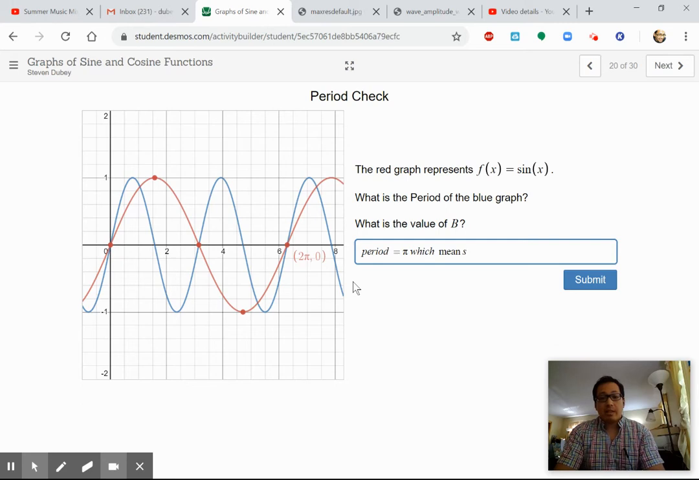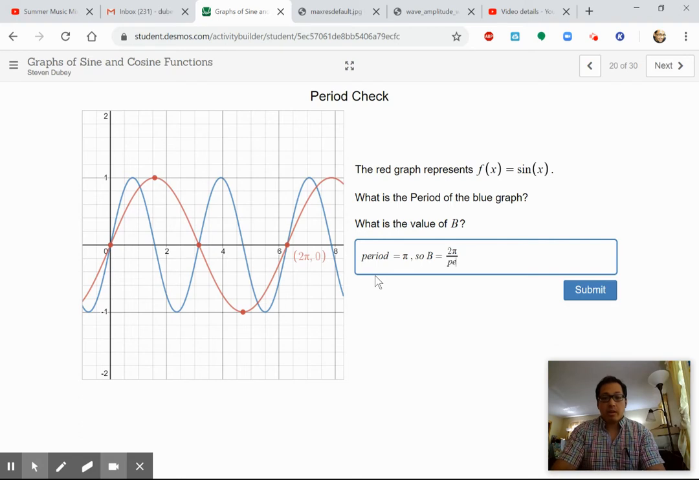which means b is equal to 2 pi divided by the period. So 2 pi divided by pi, since pi is the period. And you can simplify this, if you cancel out the pi's, to 2. The value of b is 2. So the blue graph is the sine of 2x, where the 2 would be inside here.